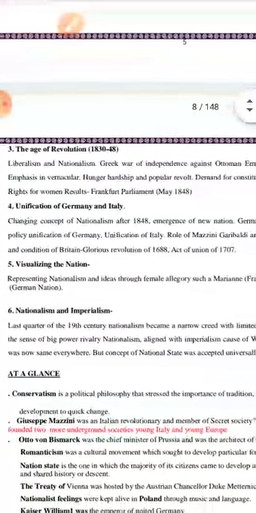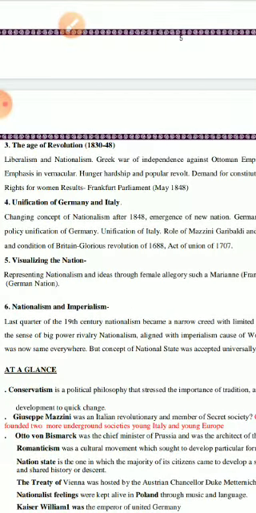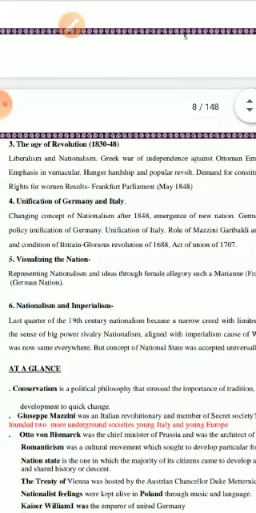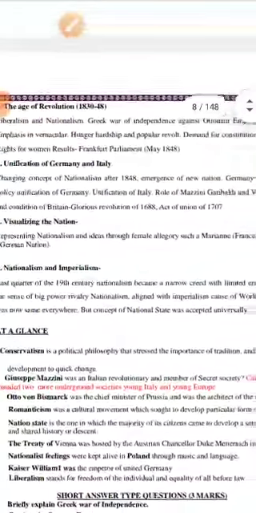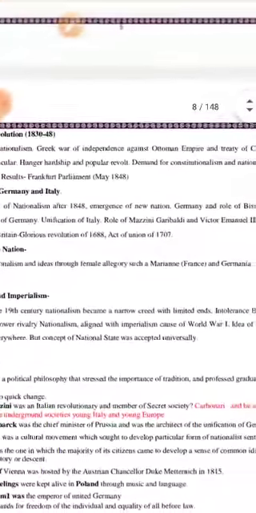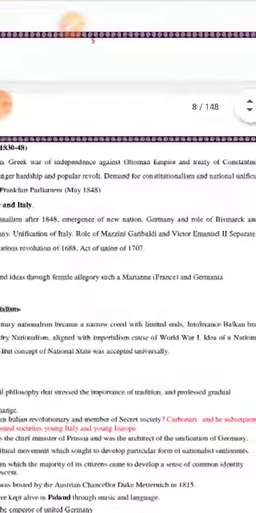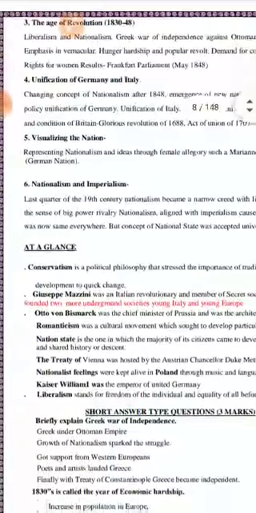Separate case and conditions of Britain: Glorious Revolution of 1688 and Act of Union 1707. Visualizing the nation, representing nationalism and its ideas through female allegories such as Marianne in France and Germania in the German nation.